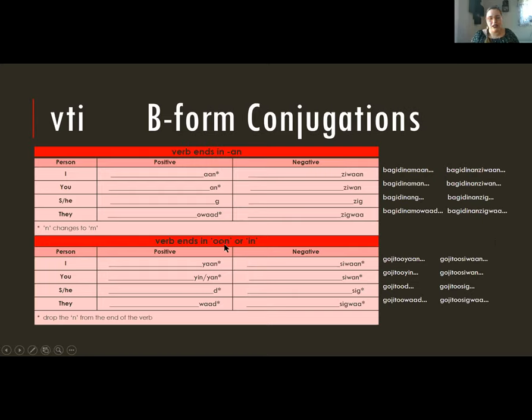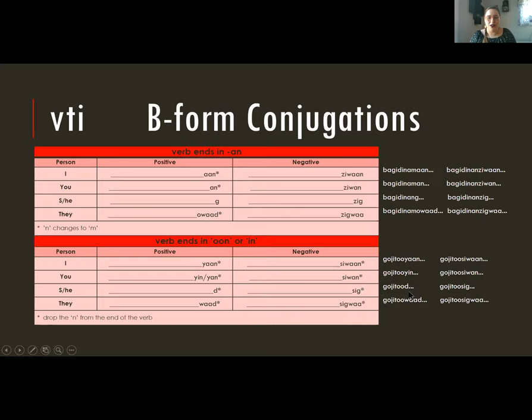When the verb ends in un or in, you use these ones, and you're gonna notice that the N drops from all of these verbs. Okay, so gojitun, try it, is the verb. Gojituyan, when I try it. Gojitusuan, when I don't try it. Gojituin, when you try it. Gojitusuan, when you don't try it.